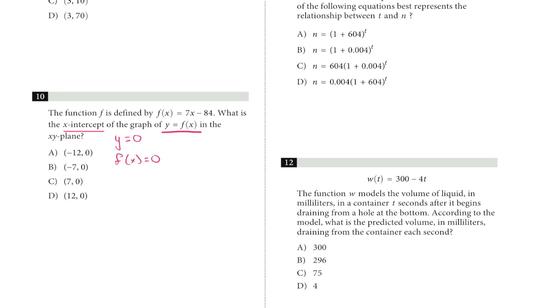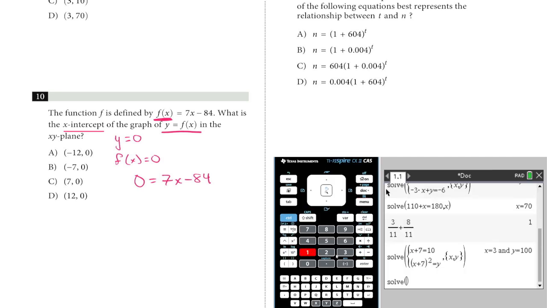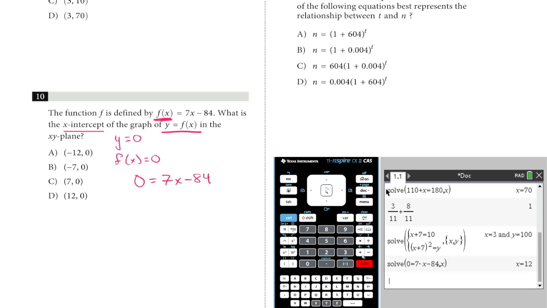So in our equation, we have f of x right here. So we're going to replace that with 0. So 0 equals 7x minus 84. So we can now solve for x. So pull up our calculator, menu 3, 1, 0 equals 7x minus 84, comma x. So we get x equals 12. And then the y we already know is 0.